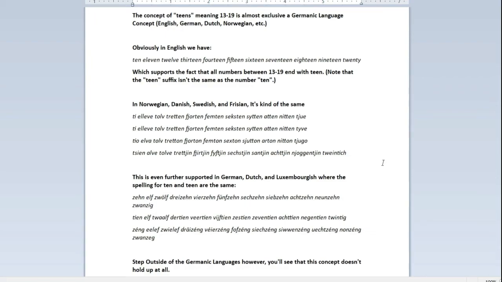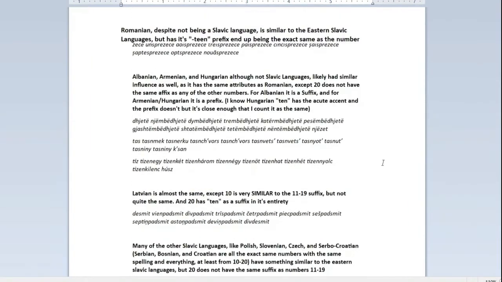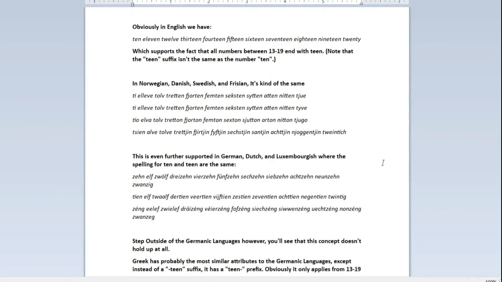Hello everybody, and today we are going to do an analysis of the European languages, and we're going to talk specifically about the concept or idea of teen, right? Like when we say as English speakers, when we say teen, we specifically mean anything between 13 and 19. Specifically when you're talking about people, right? Like when you're saying that that person is a teen, you mean that their age is between 13 and 19.